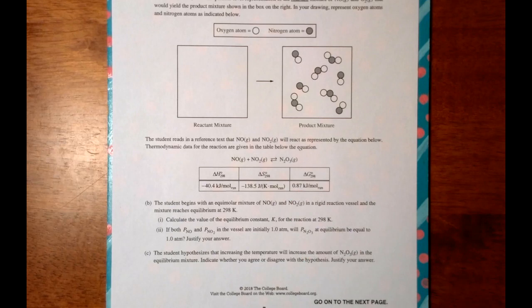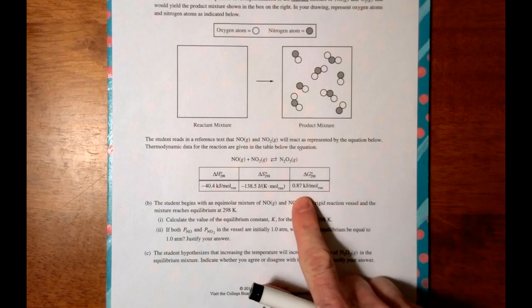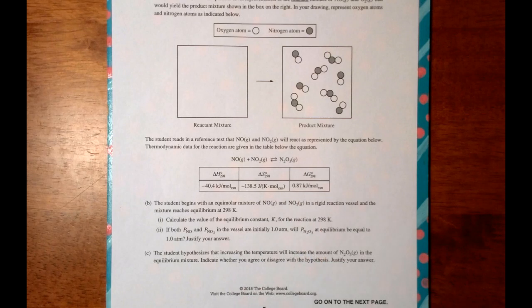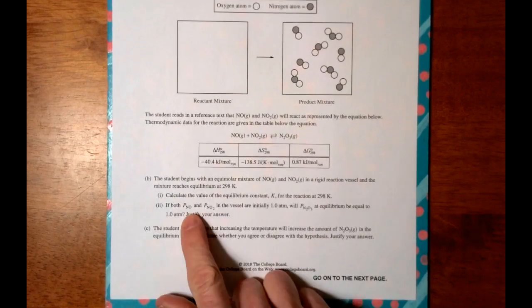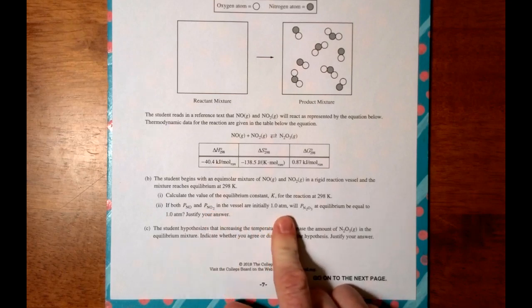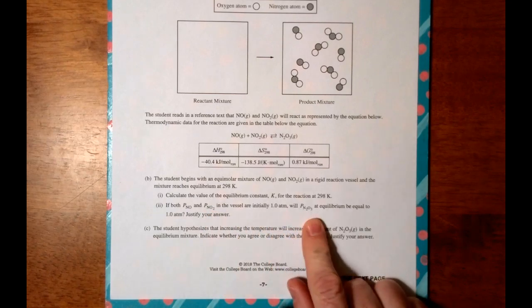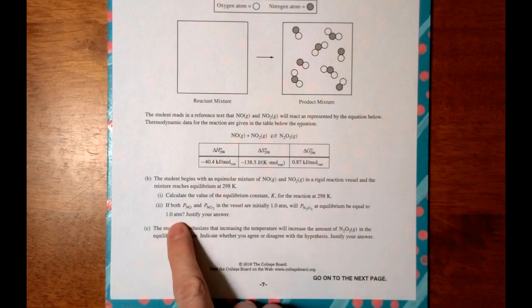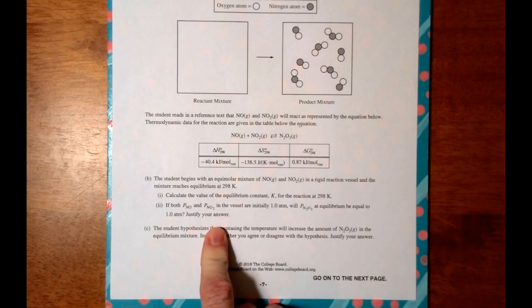2 sig figs is the smallest number of sig figs, so that is going to be what we use for our answer. Part 2 says, what if the pressure of the two reactants are both 1 atmosphere? Will the pressure of N2O3 at equilibrium be equal to 1 atmosphere? And it wants us to justify our answer.